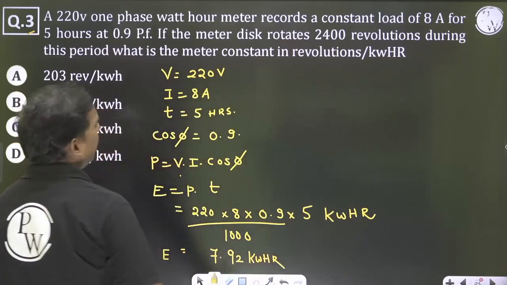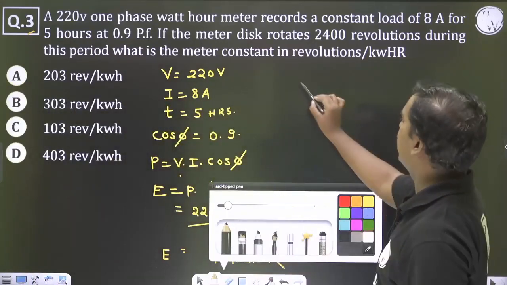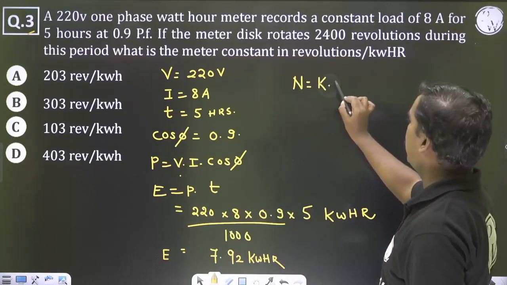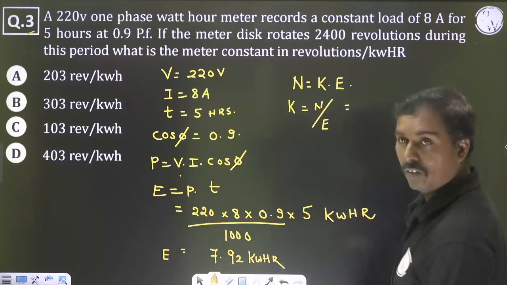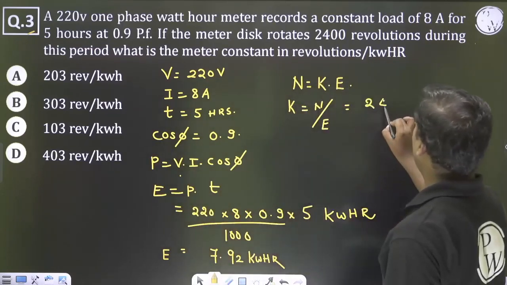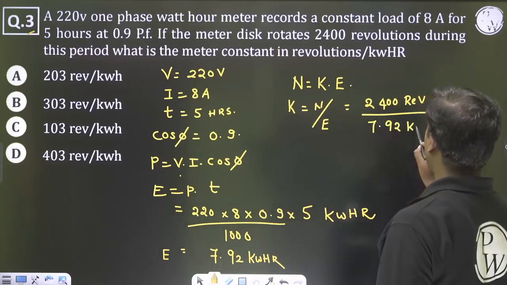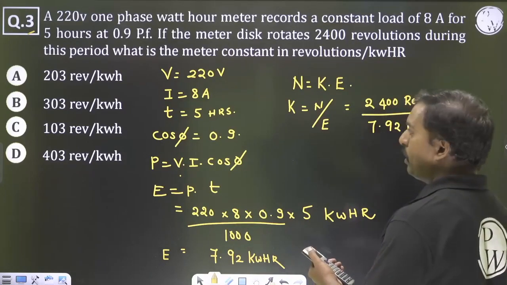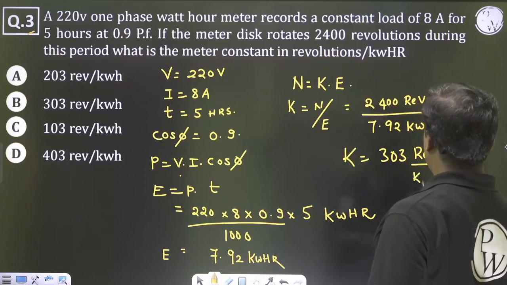We got energy. What is the question asked? He is asking the constant, right? So how to get the constant? I can take N is equal to K into E. He is asking the K. K is equal to N by E. So the number of revolutions is given as 2400 revolutions divided by 7.92 kilowatt hour. It is coming around 303. So K is coming around 303 revolutions per kilowatt hour.